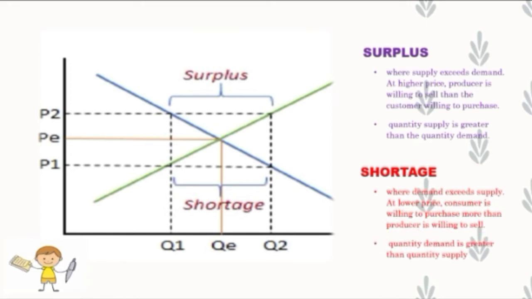Surplus happens when supply exceeds demand. At a higher price, producers are willing to sell more than customers are willing to purchase. Quantity supplied is greater than quantity demanded. Shortage happens when demand exceeds supply. At a lower price, consumers are willing to purchase more than producers are willing to sell. Quantity demanded is greater than quantity supplied.